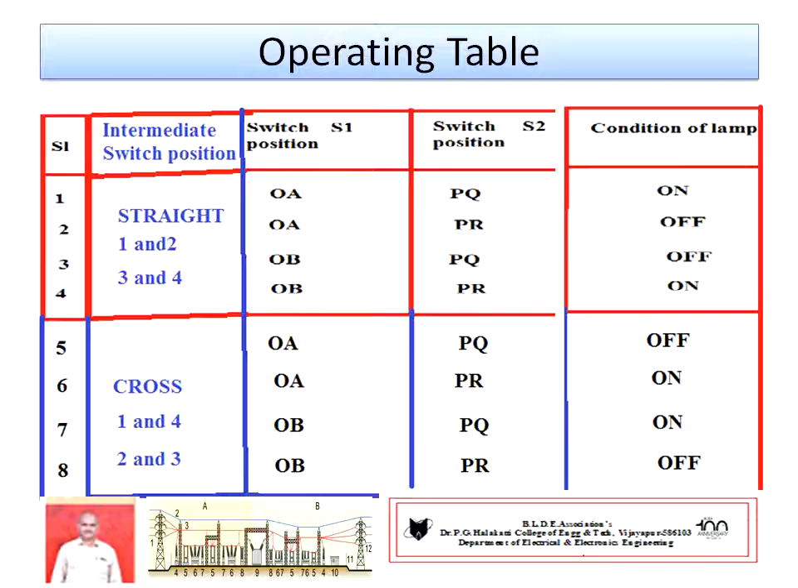But the next 4 conditions, see there. In cross connection, terminals 1 and 4 connected, sir. Terminals 2 and 3 connected, which results in a cross connection. Now at this condition, switch S1 is OA, switch S2 is PQ position, lamp is off. It is opposite to straight connection. Getting the idea? We are getting another 4 conditions.